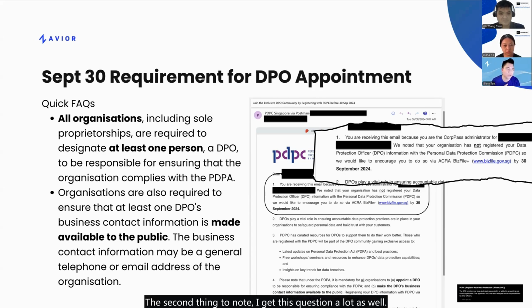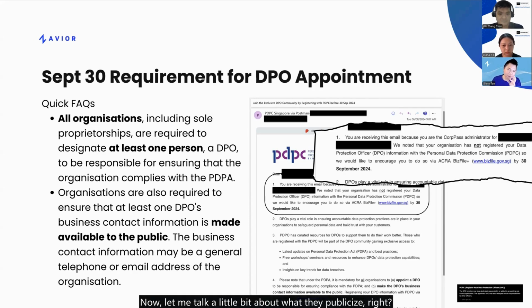The second thing to note, I get this question a lot: can I appoint someone overseas? I think the answer is yes and no, but we're still not sure because it's not law. The law essentially just requires you to appoint somebody. But the guidance from the PDPC, in the FAQ rather than the regulation, is that the information must be made available, so that person needs to be contactable in case something happens. That's one thing we want to show.